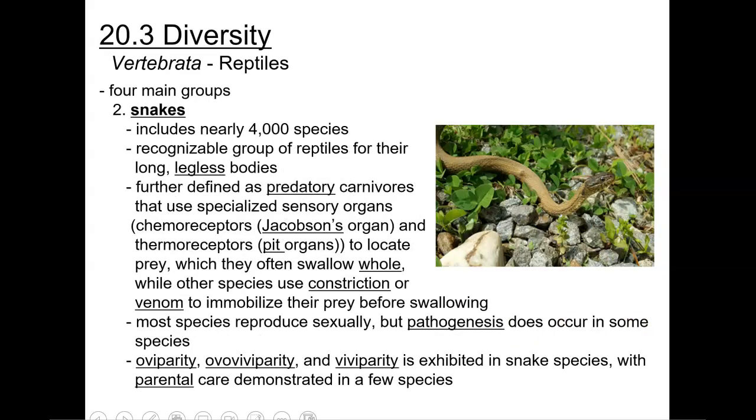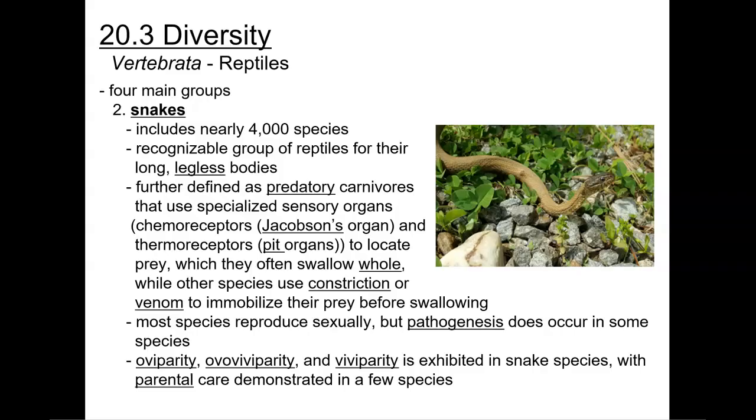Snakes are going to be our second group that includes nearly 4,000 species. They're a recognizable group of reptiles for their long, legless bodies. They're further defined as predatory carnivores that use specialized sensory organs, or chemoreceptors. These are often referred to as Jacobson's organs that are going to be found in the snake, and they have a thermoreceptor, which is going to be called the pit organ. They're going to use both of these to locate prey, which is often going to be swallowed whole, while other species are going to use constriction or venom to immobilize their prey before swallowing.